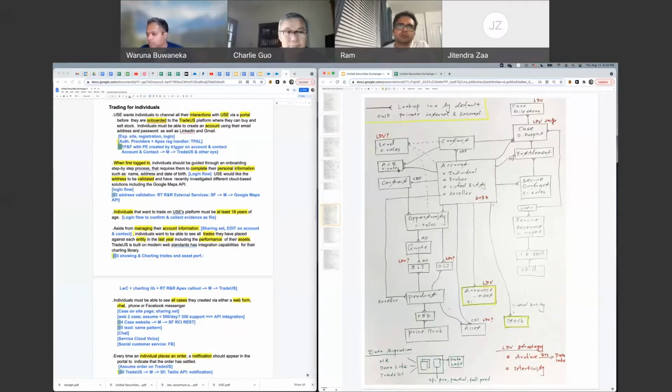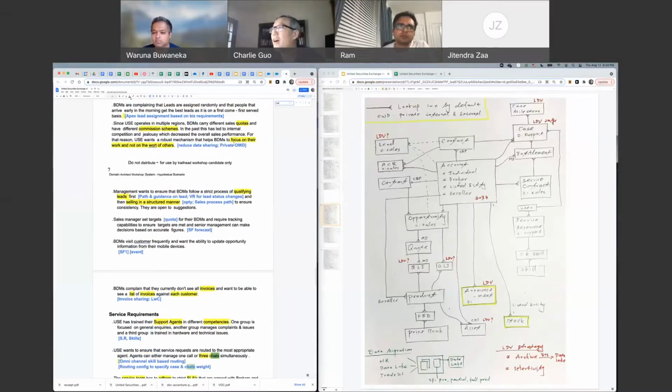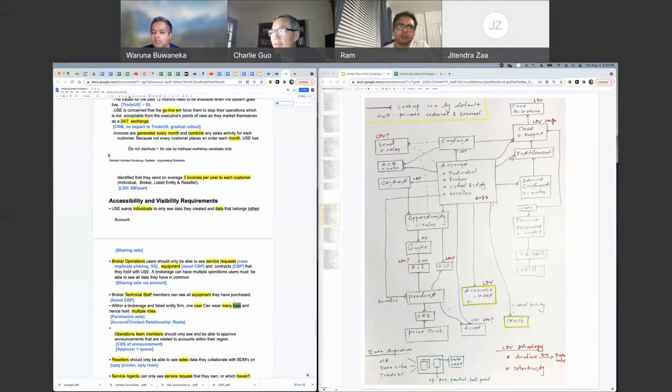Charlie, where is the requirement where it says that broker has to play the various roles? Yeah, they wear multiple hats. That's the word they used. One user can wear many hats and hence hold multiple roles. So how do we specify that? We use account contact relationship. Okay.